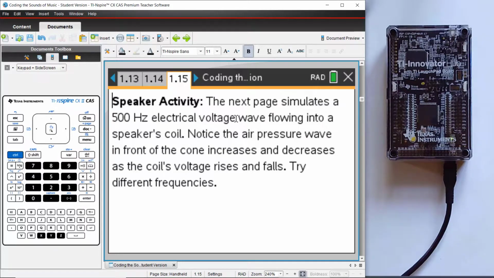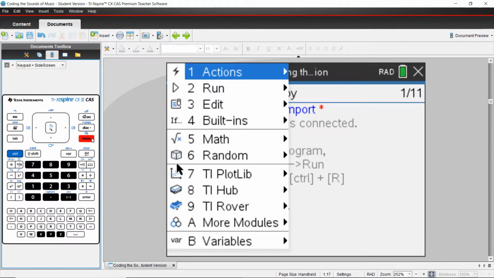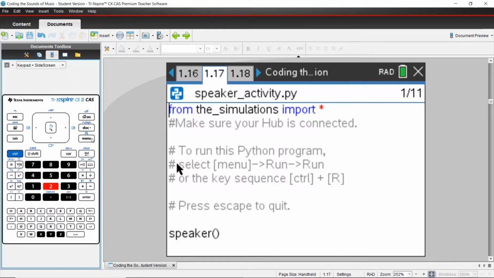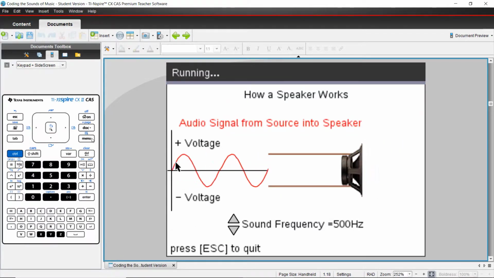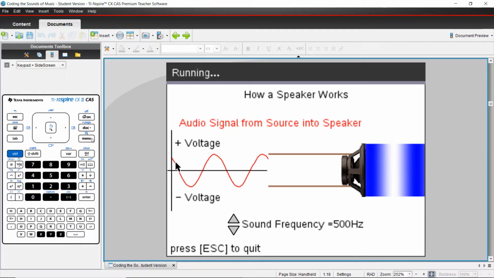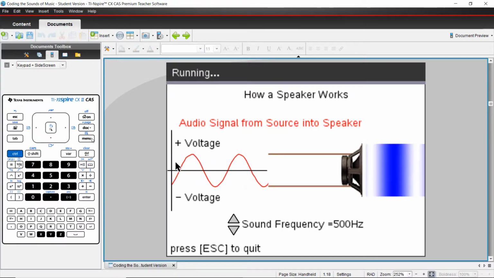So let's go to the next page, and I'm going to let you do this on your own. So you do this with me. I want you to go to the next page, press Control, click pad to the right. To run the simulation, I'll choose Menu, number 2, Run, and number 1, Run. Here you can see the voltage wave moving the speaker back and forth. Try changing the sound frequency. When you're finished, press Escape to quit.